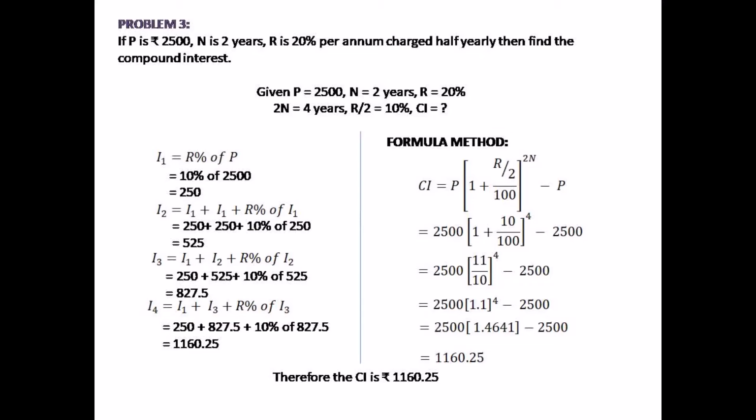1160.25. Now let's solve by the formula method. We know that CI for half yearly equals P into (1 plus (R by 2) divided by 100) on the whole power 2n, minus P. That is 2500 into (1 plus 10 by 100) on the whole power 4, minus 2500. On solving we get CI is 1160.25. Therefore the CI is rupees 1160.25.